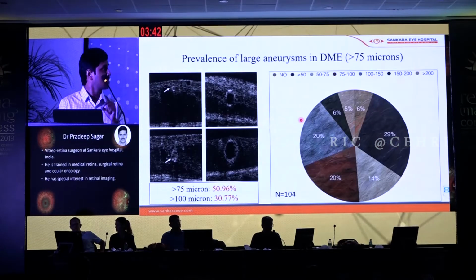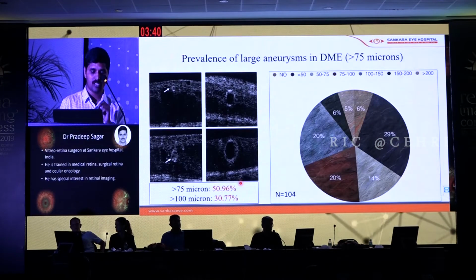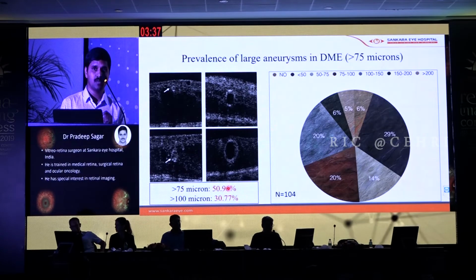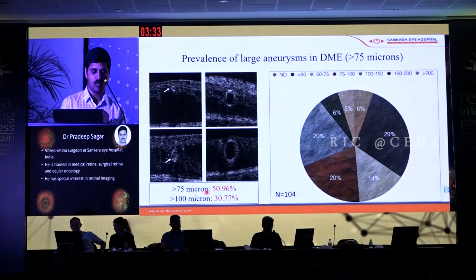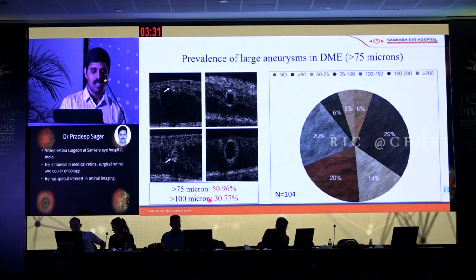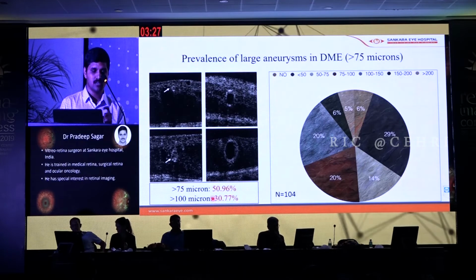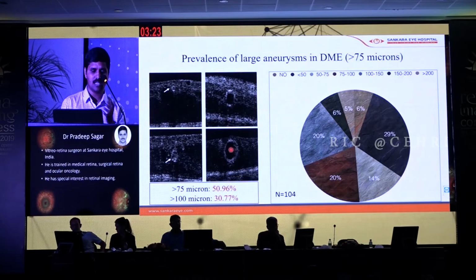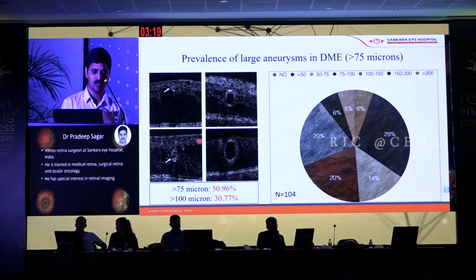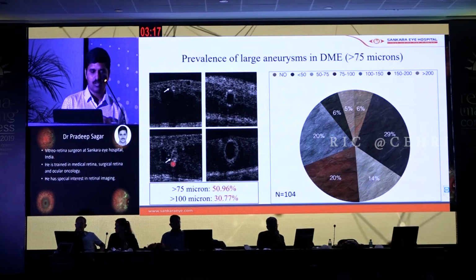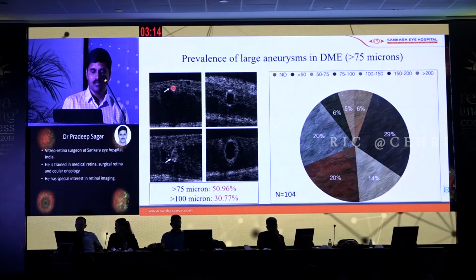So when we counted them, what we could see was in around 50% of the cases, the largest aneurysm within the 6 mm cube was more than 75 micron, and in around 30% of cases, the largest aneurysm within the 6 mm cube was more than 100 micron. So we can see this is somewhat more than 200 micron. This would be around 100 micron one. This would be around 100 micron. So this is the one which is smaller.